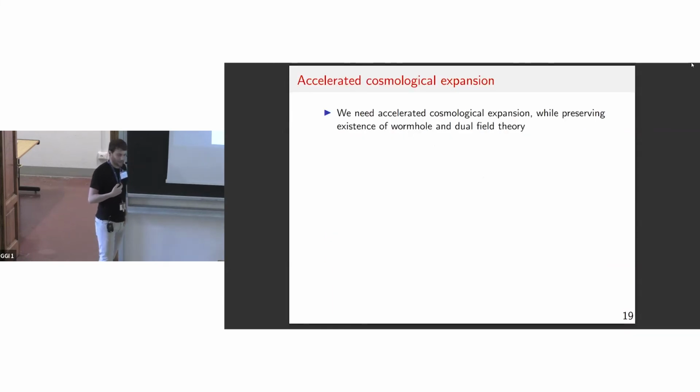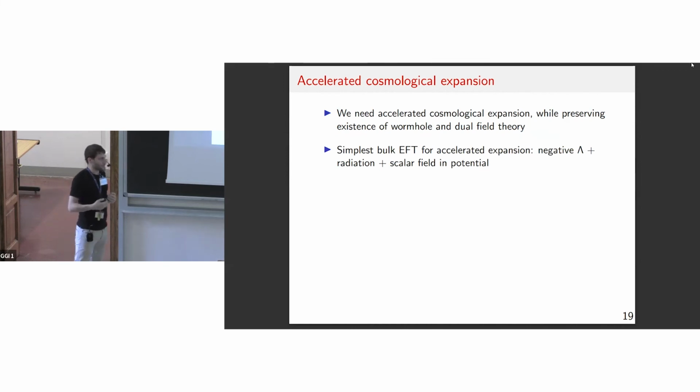So as a first step towards the real cosmology, we've been trying to work on it. This is still a work in progress. And the idea is that if we take a scalar field with radiation and a negative cosmological constant and build a cosmological model out of it and try to study its equations of motion, the scalar field must be in some classical potential. And the question we're asking is, first, can we have an accelerated expansion? Second, does that model also preserve the existence of the wormhole? Third, can we also have a well-defined dual theory? So does, for example, the scalar field satisfy the BF bound?